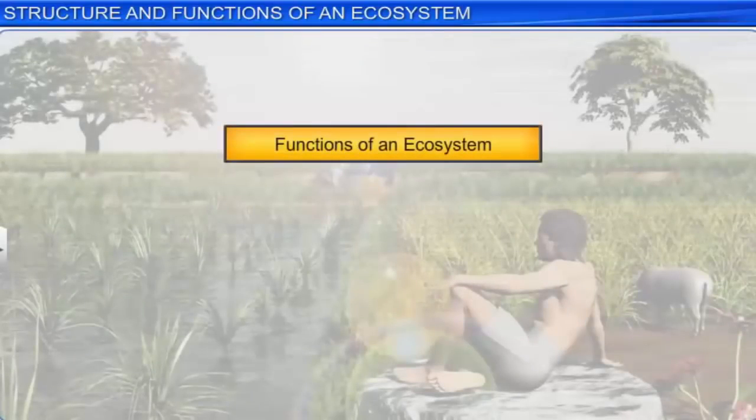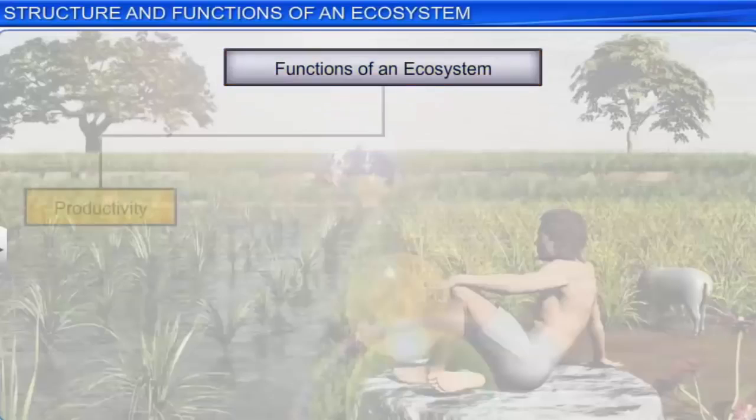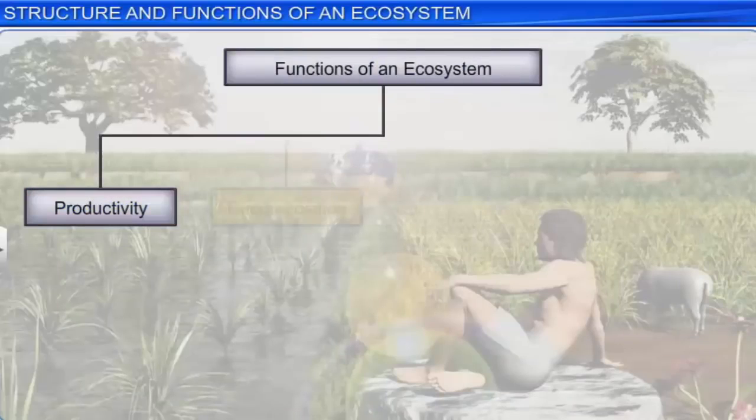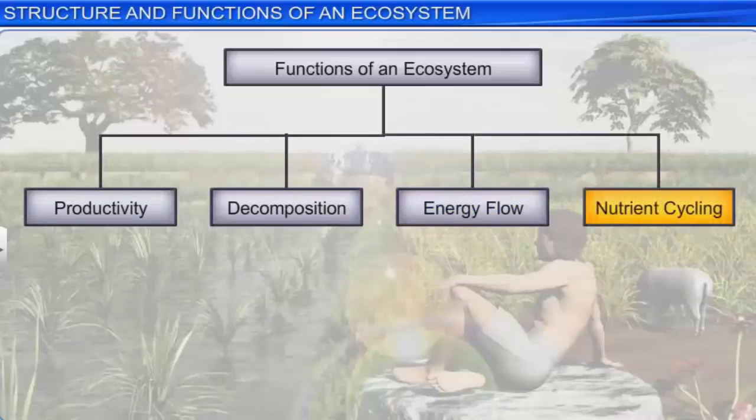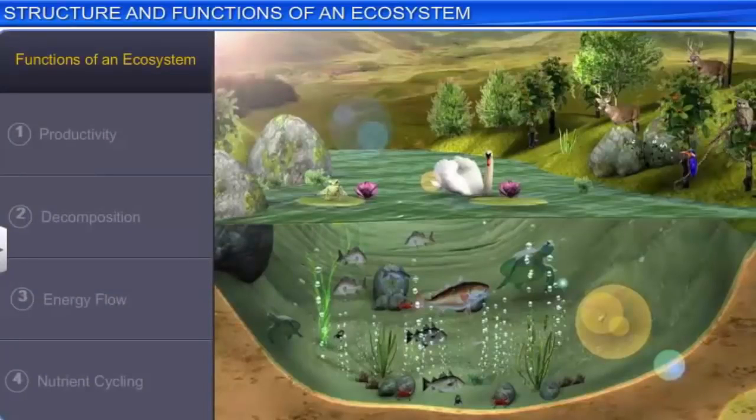Now, let us learn about the functions of an ecosystem. All ecosystems, big or small, perform four major functions, namely productivity, decomposition, energy flow, and nutrient cycling. To better understand the structure and functions of an ecosystem, let us take the example of a small pond, which is a fairly self-sufficient system.